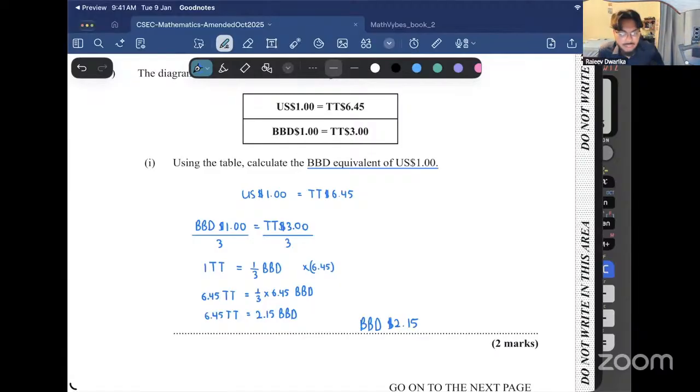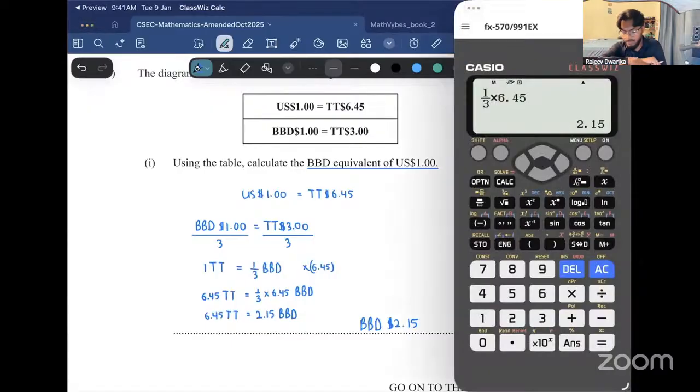I see Virginia had a hand raised. Talk to me, Virginia. Oh, I did it slightly differently, but I got the same answer. Talk to me. How did you do it? So I just divided 3 into the 6.45 and I got 2.15. Okay, that's no problem. You can do that. But I think I like your method better. I feel like this method goes through all the steps. Yeah, right?